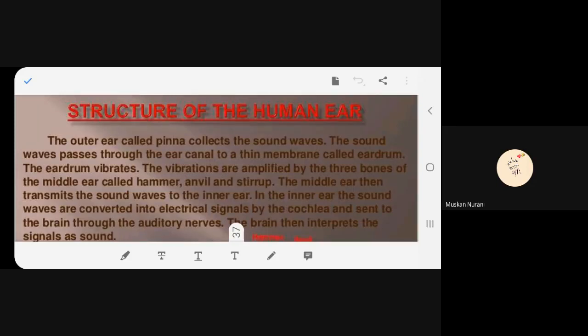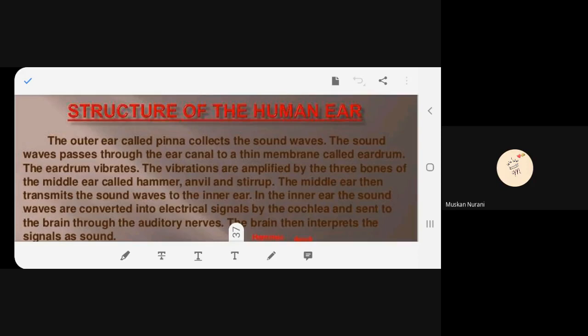Structure of the human ear. The outer ear called pinna collects the sound waves. The sound waves pass through the ear canal to a thin membrane called the eardrum. The eardrum vibrates. The vibrations are amplified by the three bones of the middle ear called hammer, anvil, and stirrup. The middle ear then transmits the sound wave to the inner ear.